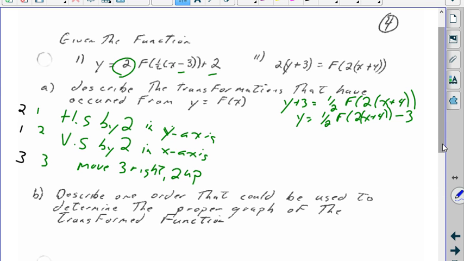So we have 4 transformations again, 2 moves, 2 stretches. We have a vertical stretch by 1/2. We have a horizontal stretch by 1/2.